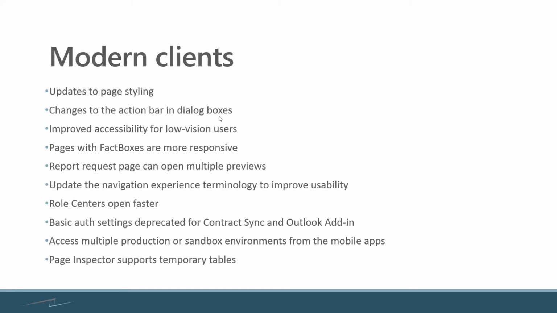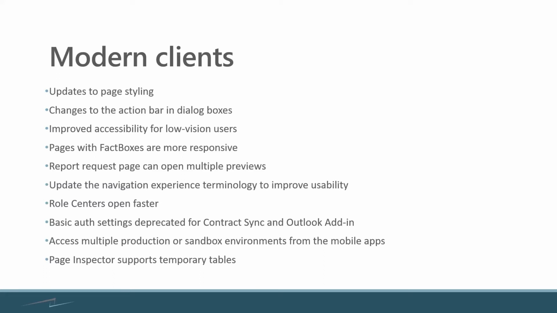Changes to the action bar in dialog boxes. That's another subtle change. So when a dialog box comes up and you've got a menu bar, you can either now present that as menu items in a linear format like you have today, or you can actually call that out as a drop-down menu. So if you don't want to have so much busyness on your screen, using the drop-down menu, that's the enhancement that's been made. Improved accessibility for low vision users. So Microsoft has been very conscious of this from the very beginning. So there actually are subtle changes in the user interface to allow more accommodation again for low vision users.